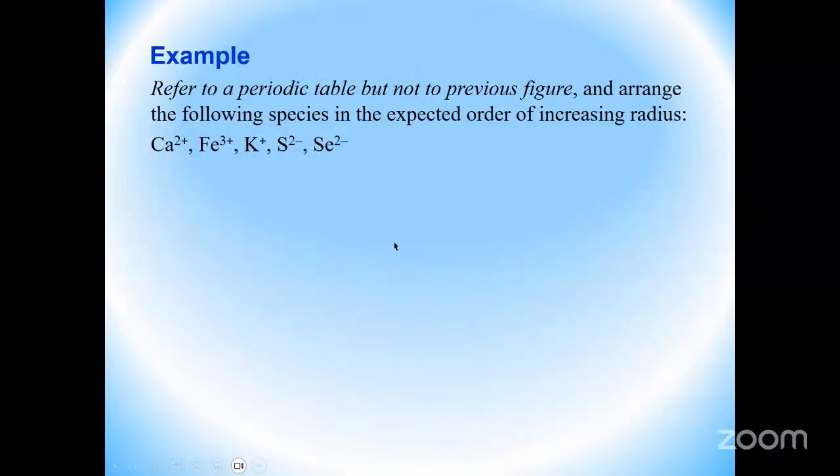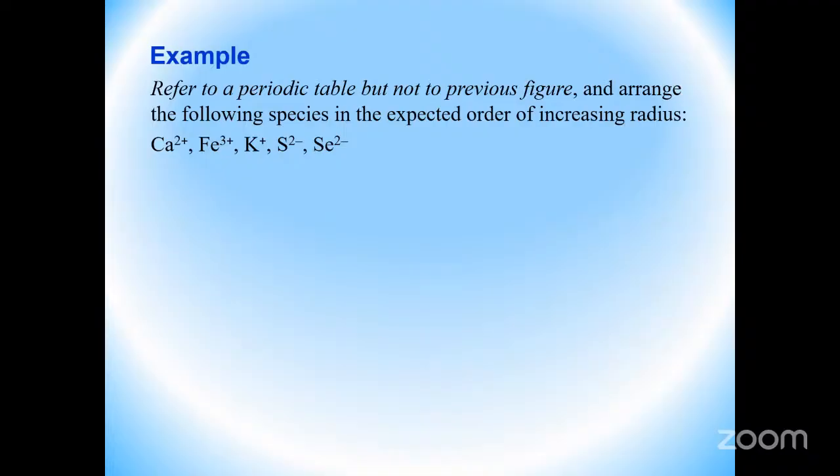Okay, so let's look at this example. This question says, referring only to the periodic table, and not to the figure that I just showed you, so just using the periodic table, arrange the following species in order of the expected order of increasing radius.